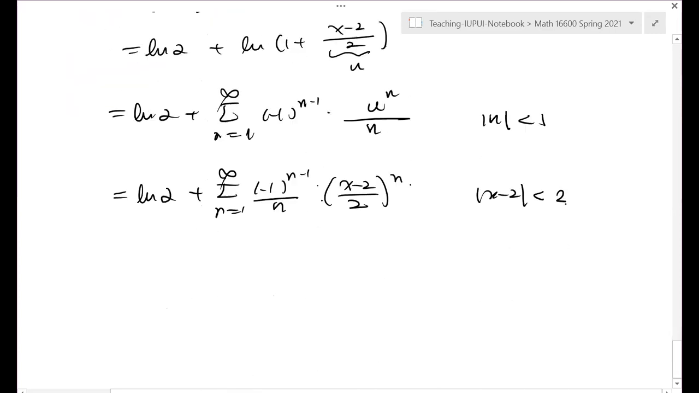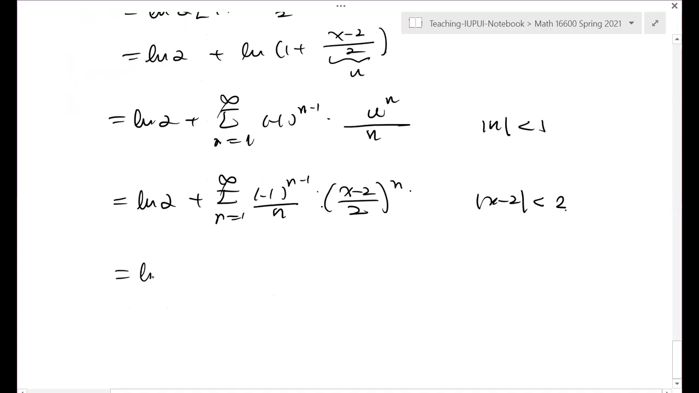Okay, so I already predicted that at the very beginning. I'm going to rewrite it in the form with 2 to the nth power times n in the denominator. So those are the coefficients.